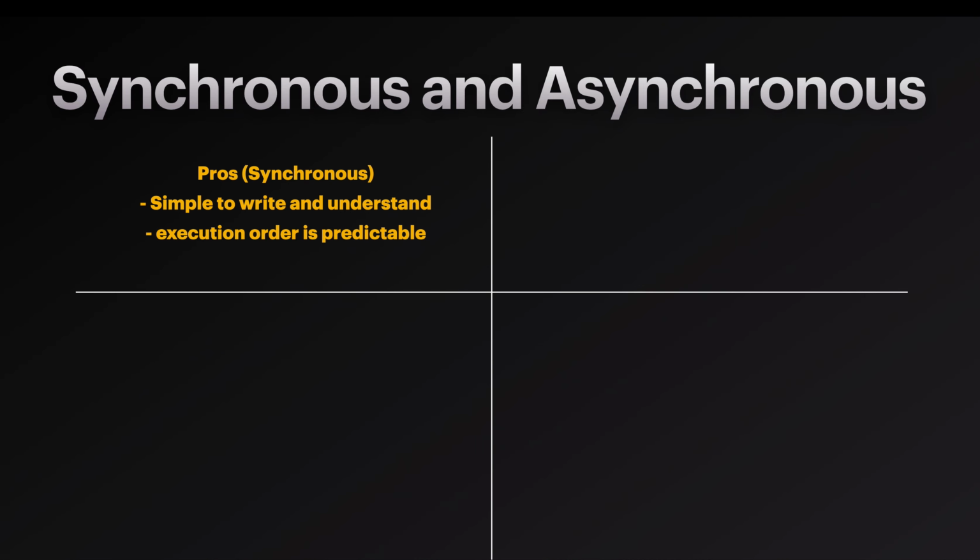The pros of synchronous methods are that they're simple to write and understand, and the execution order is predictable. So you just go step by step from the top to the bottom of the code. You know what will appear and what will happen step by step, but those are the only reasons you can use synchronous methods in that way.